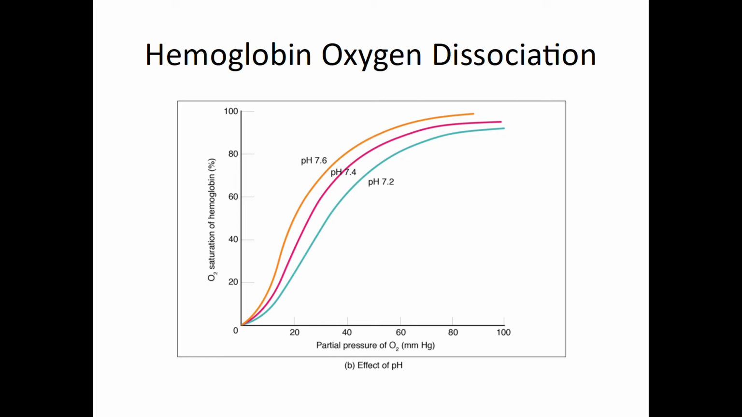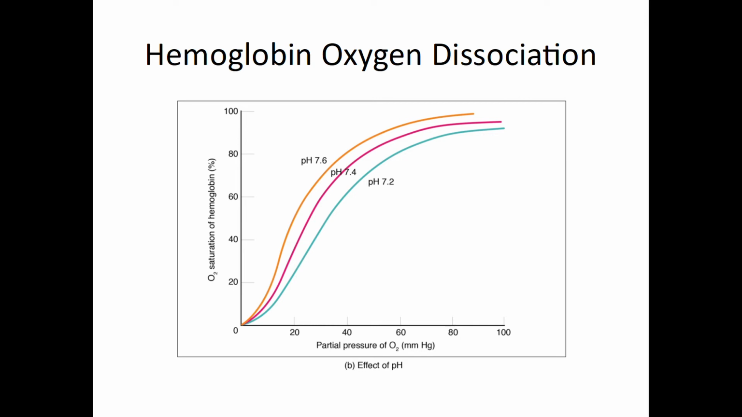So when there's high carbon dioxide, it's going to lower the pH, which makes hemoglobin less attractive to oxygen. Now that's actually really useful to us because it means that when there's a lot of carbon dioxide in the blood, that lowers the pH, and that causes oxygen to be released.